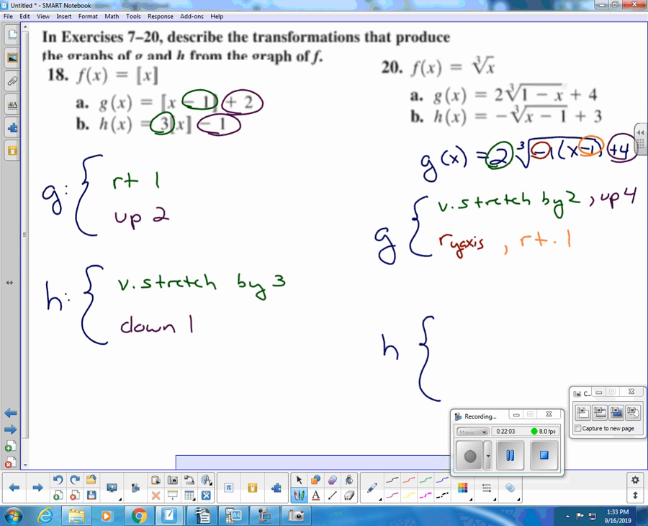Okay. H, we have a negative out front, which is a reflection over the x-axis. We have a plus 3 in the back, which means it's going up 3. Those are our vertical things. And then we have a minus 1, which means it's moving to the right one.